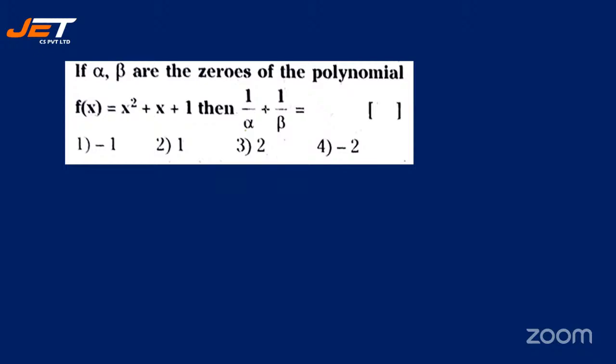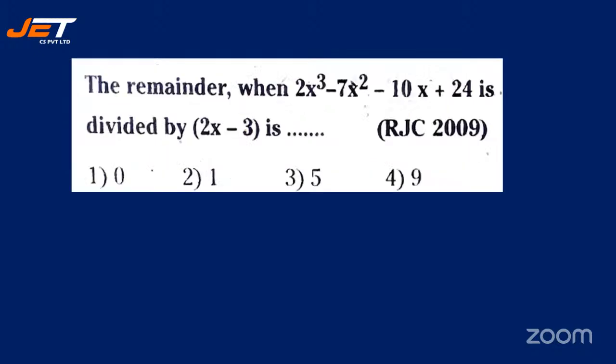If alpha comma beta are the zeros of the polynomial. Okay. So yeah, let's see, it should be 2. All right, see the next question.